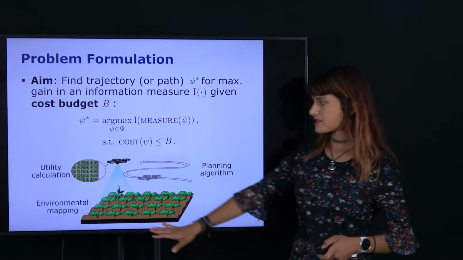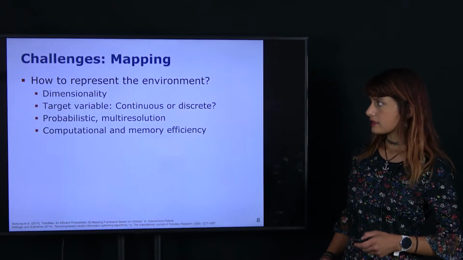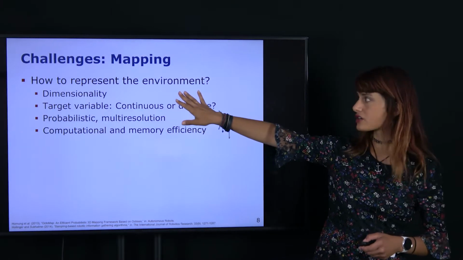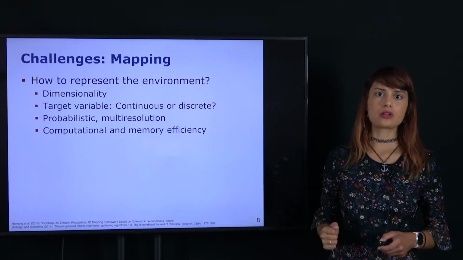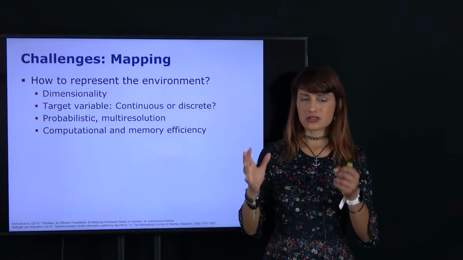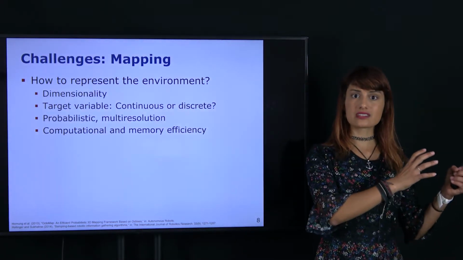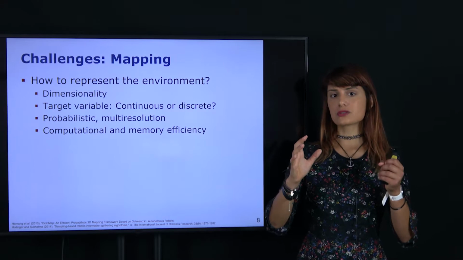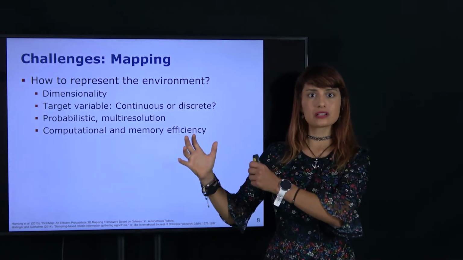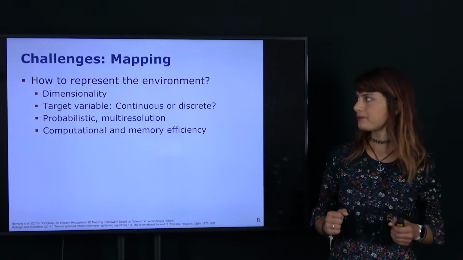So let's see some of the challenges associated with mapping. As we said, a key aspect here is how we represent the environment of interest with respect to the variable that we are monitoring. We need to make sure that a representation of the environment can support the types of measurements that we extract from the sensor, and also gives us the key information that we need in order to extract utility values for informative planning. And this is a very challenging task.